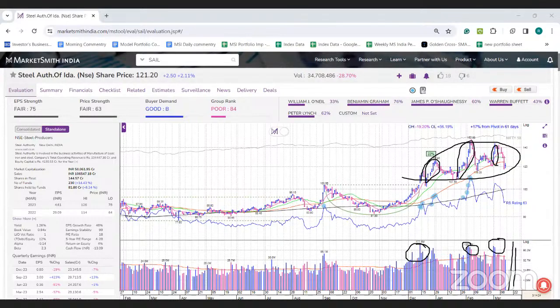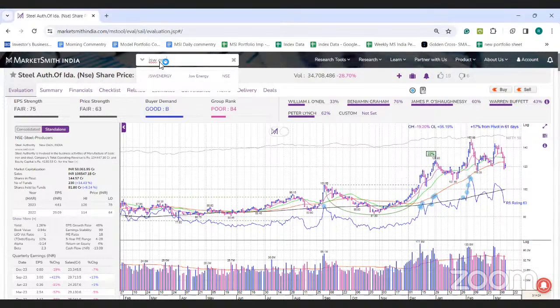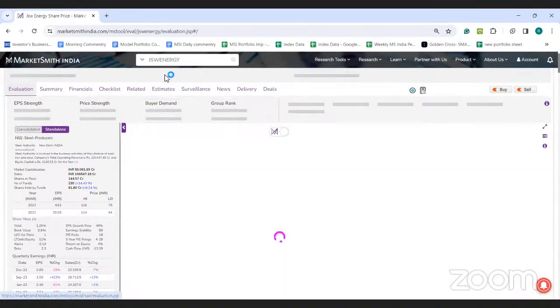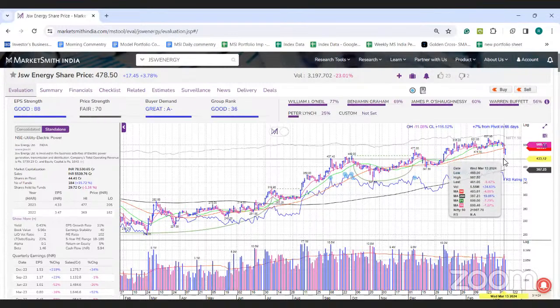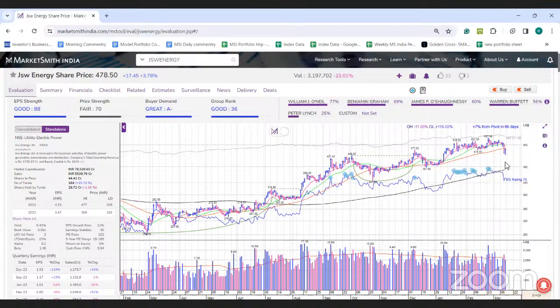There's also JSW Energy that was asked. Here also a good story. It breached its 50 DMA yesterday. Today it tried to move higher, but again found resistance just below its 50 DMA. So let's see if this can reclaim that level or not.